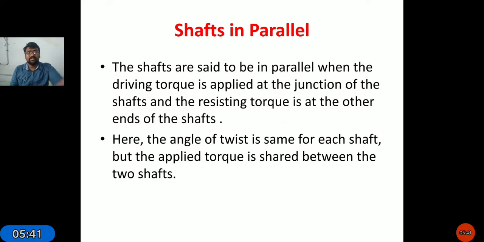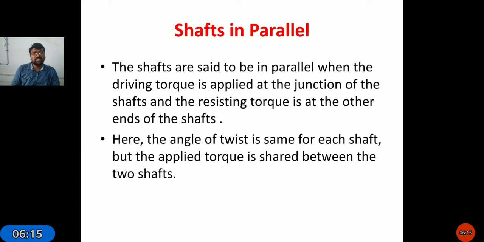Next, coming to shafts in parallel. The shafts are said to be in parallel when the driving torque is applied at the junction of the shafts, and the resisting torque is at the other ends of the shafts. Here the angle of twist is the same for each shaft, but the applied torque is shared between the two shafts.